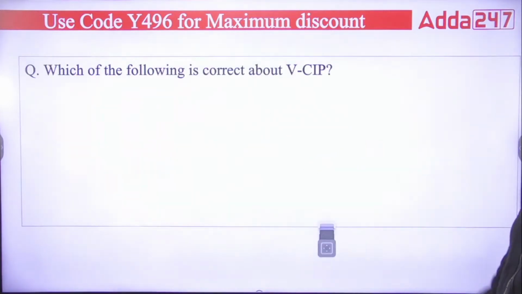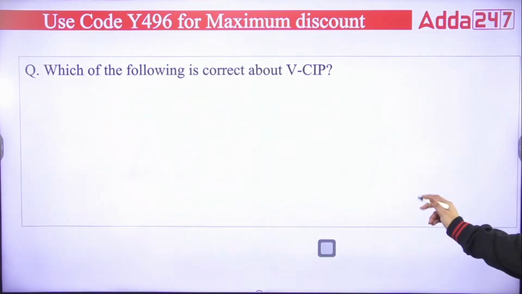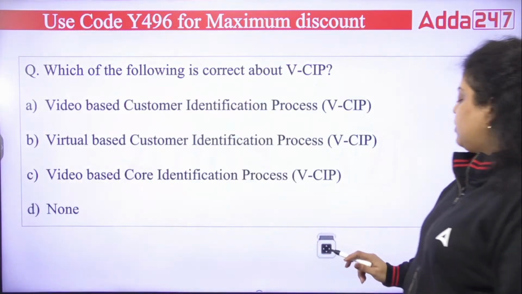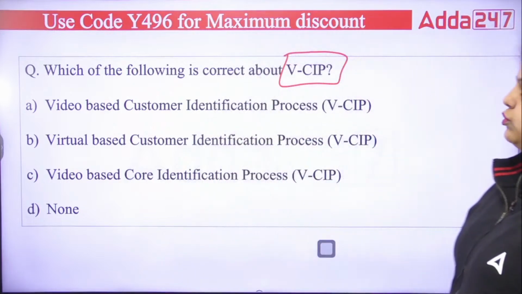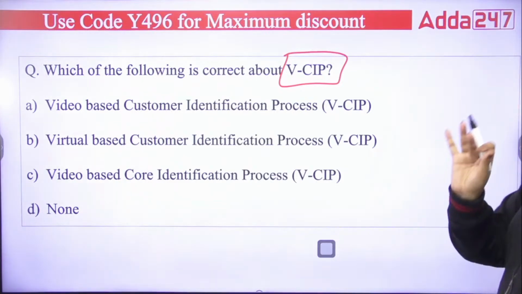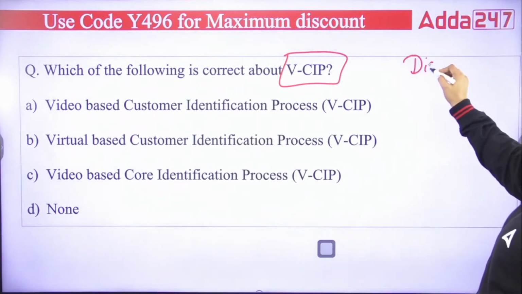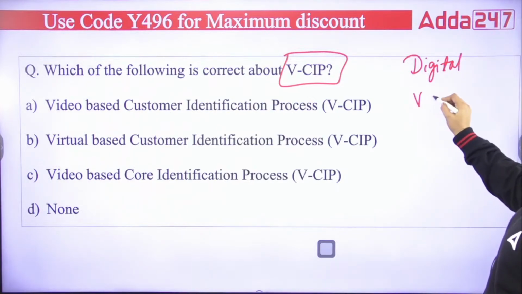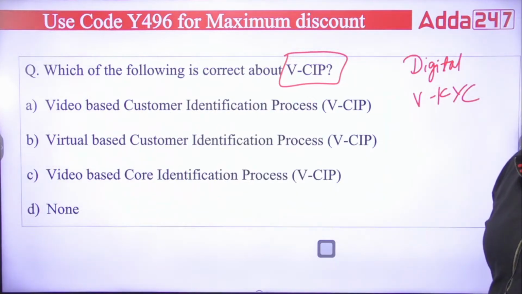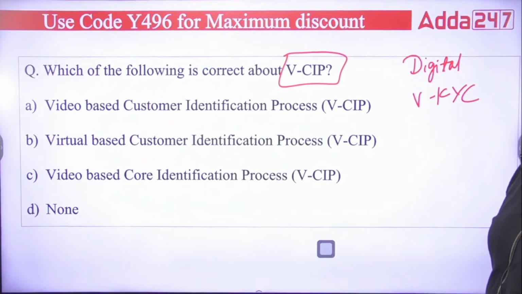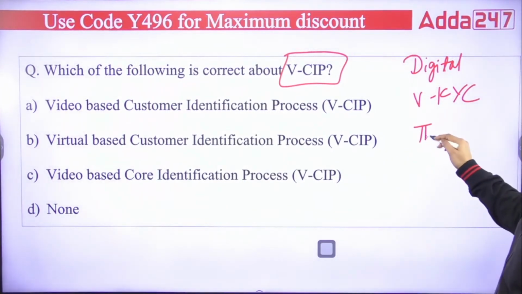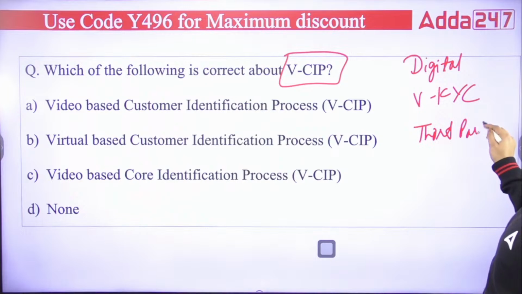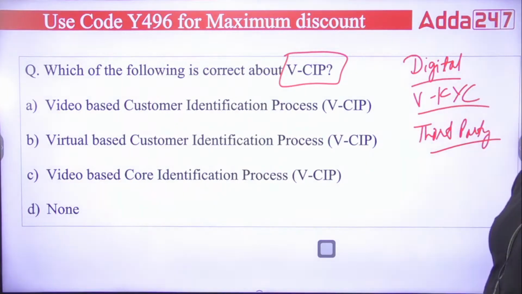Very good, Radhika ma'am. Now, which of the following is correct about the VCIP? What is the full form of VCIP? If we talk about the KYC process, or customer identification process, it can be done in three forms. You can have a digital KYC, a VKYC, or you can have a third party. So by these three forms, you can do the customer identification process. So what actually is the VCIP?